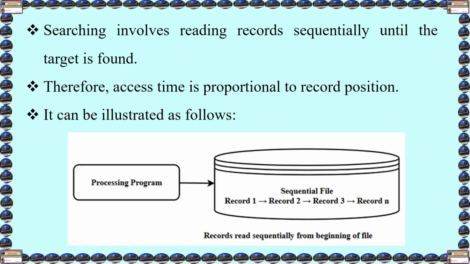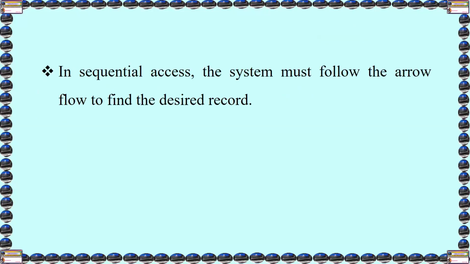It can be illustrated as follows. It's almost similar to the serial, but now these records that you can see, reading record 1, record 2, record 3, record 4, are in a certain order. For example, they are sorted in ascending order from the first one to the last one, that is, to record N. So the records are read sequentially from the beginning of the file, but the process is faster.